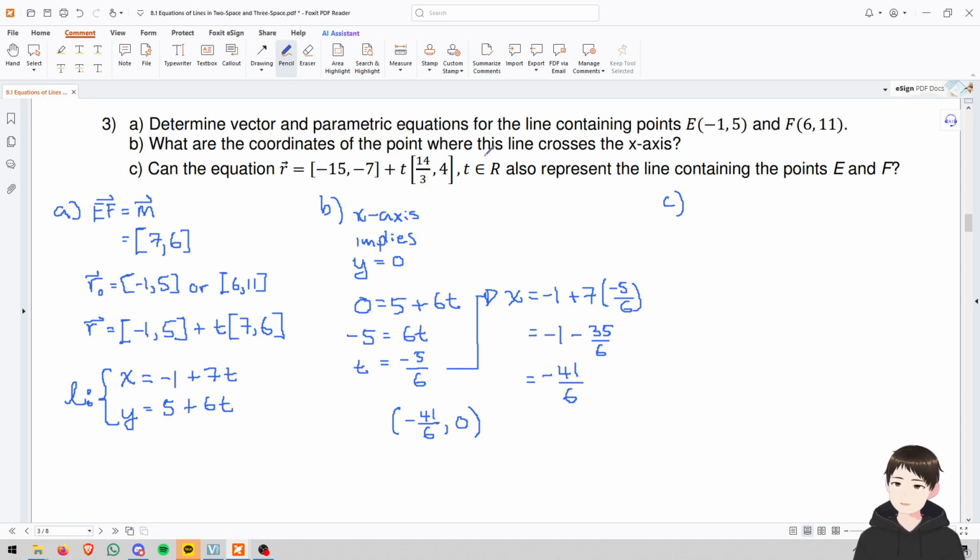Part C. Can the equation also represent the line containing the points E and F? In other words, I want to check, is there a number, a parameter, that will allow me to get negative 1, 5 and get me 6, 11 at the same time? Okay, so let's try it. For this new equation, my parametric equation is going to be x equals negative 15 plus 14 over 3t. My y value is negative 7 plus 4t.